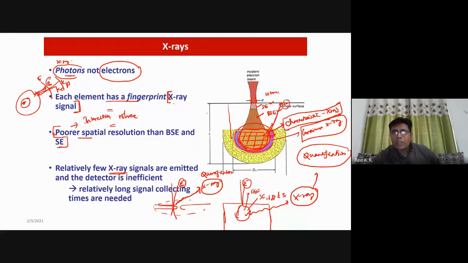In XPS, you have seen that whatever comes out, maybe X-ray or electron, it will come out only if the depth is very low. But this is coming from a larger depth. So the chances of getting signals are lower, and only fewer X-ray signals are possible. That is the reason whenever you do EDS, you have to compare it to secondary electrons.